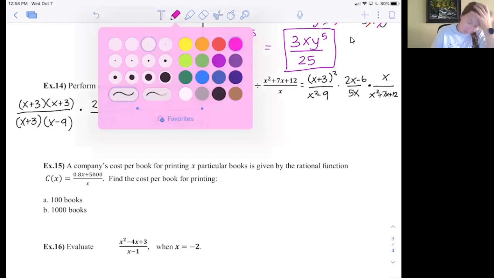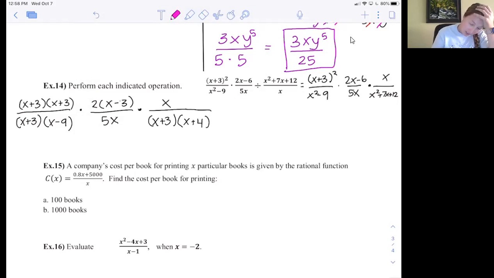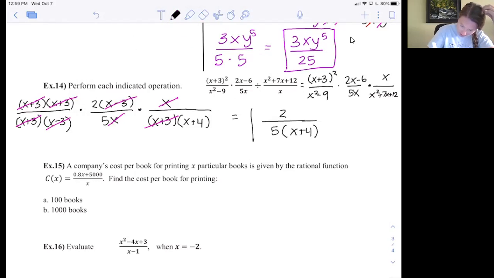Okay, so now I'm just going through. I have an x plus 3 on bottom and top, and I have an x plus 3 over here. So those cancel. This is supposed to be a 3. I think I said that, but wrote it wrong. So now this x minus 3 cancels with that x minus 3. This x cancels with that x. So I am left with just 2 on top, and on bottom I have 5 times (x plus 4). Just like that.